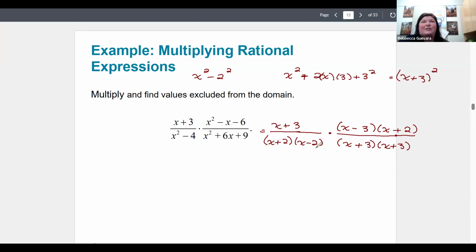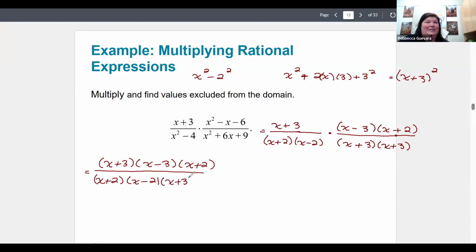So we just start looking for things that are common that we can eliminate. So it has to be in the top and bottom. Remember that this all multiplies together, everything across the top. So that's really just x plus 3 times x minus 3 times x plus 2 on top. And on the bottom, it's just going to be x plus 2, x minus 2 times x plus 3, x plus 3.